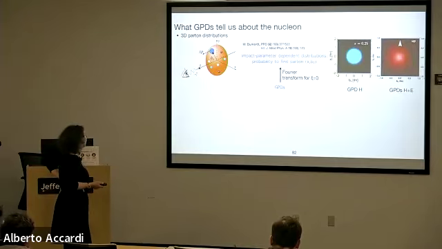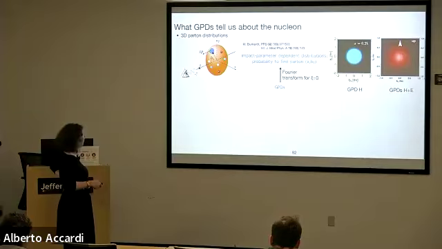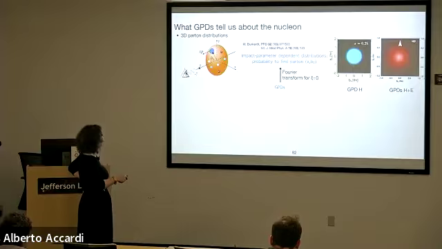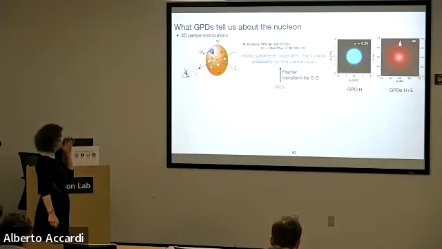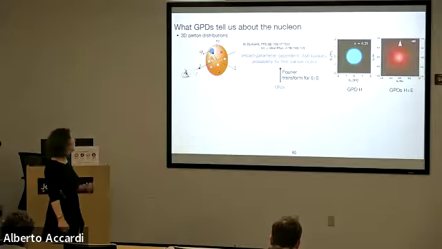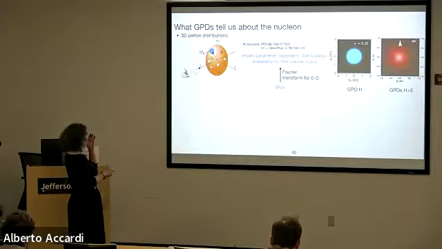I already told you yesterday that GPDs are, among others, nice because they give us information about the distribution in the transverse position. If you take the Fourier transform of your GPDs in a certain limit, then you obtain impact parameter dependent distributions. And these do have a probabilistic interpretation. These tell you what the probability is to find a quark or a gluon as a function of its longitudinal momentum fraction and as a function of its transverse position.